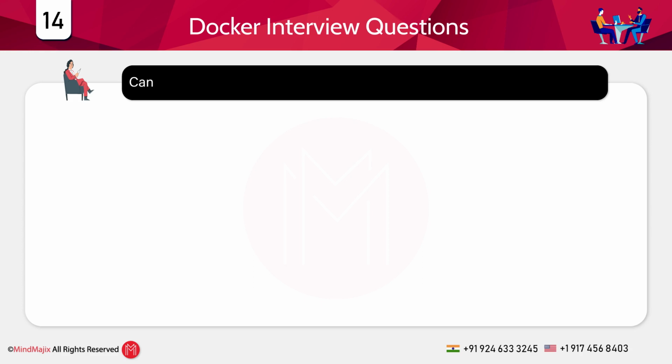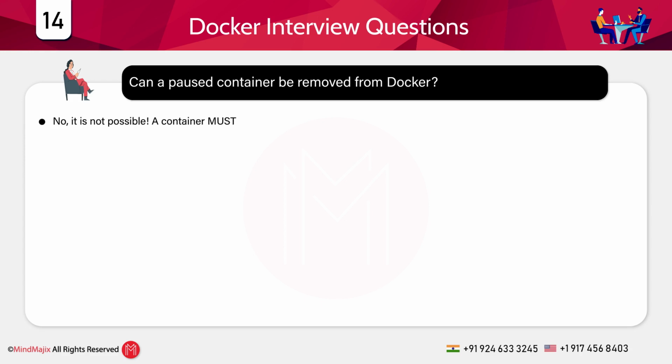14th question, can a paused container be removed from Docker? The answer is no. It is not possible. A container must be in the stopped state before we can remove it. Yes, without stopping the container, we cannot remove any container. First, we need to stop the container, then we can remove it.